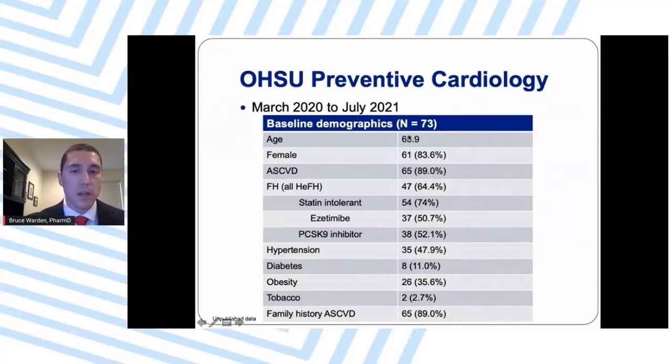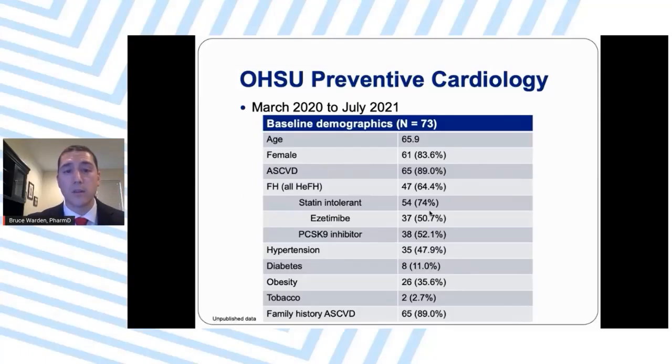We had an elderly population. This is an important one. Almost 84% of our patients were female, which in contrast to randomized controlled trials is much higher. Females are usually very underrepresented. But I think the driving force of that is that 3/4 of our population was statin intolerant.